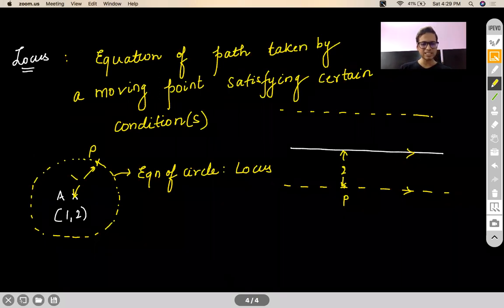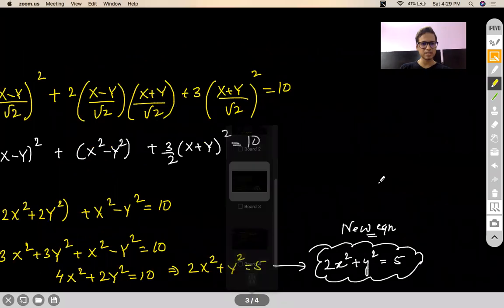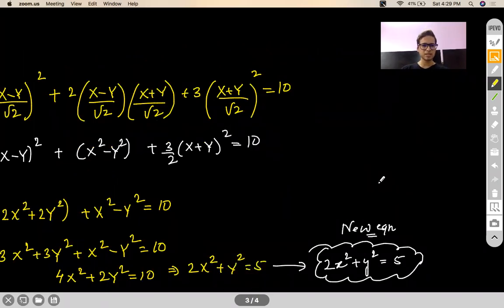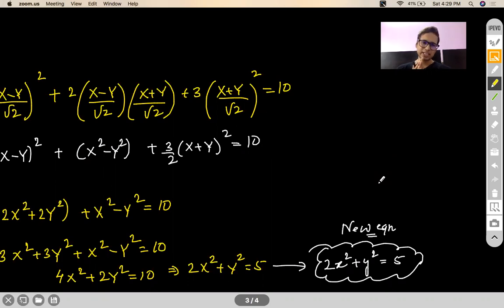You missed the last statement. Yes, of course, Madhav. The point has to satisfy all the given conditions in the question at all times. That's the point of having a locus.